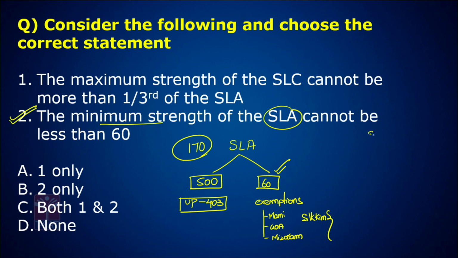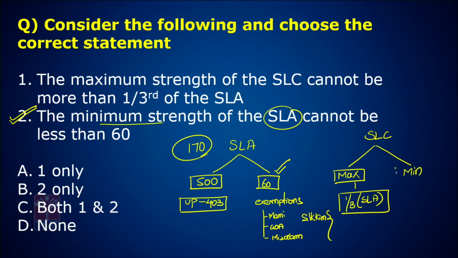Now what is the strength of the council? This is important, expected. The maximum strength of the council cannot be more than 1/3 of the State Legislative Assembly. But the minimum strength of the council cannot be less than 40. This is discussed in Article 171. So the maximum strength of the council cannot be more than 1/3 of the assembly. This is correct. Answer is C.